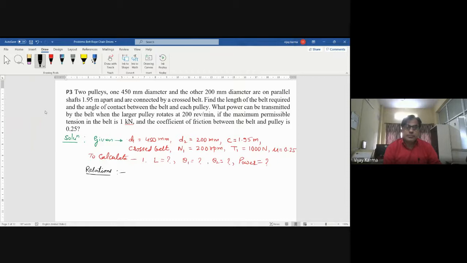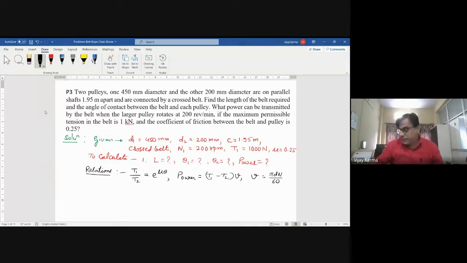Here, one relation is T1 upon T2 is equal to e to the power mu theta. Power transmitted is (T1 minus T2) into V. V is equal to pi d n by 60. If there is no slip in the belt, V1 is pi d1 n1 by 60 and V2 is equal to pi d2 n2 by 60. So both will be equal if there is no slip.